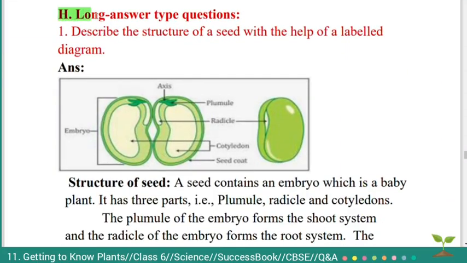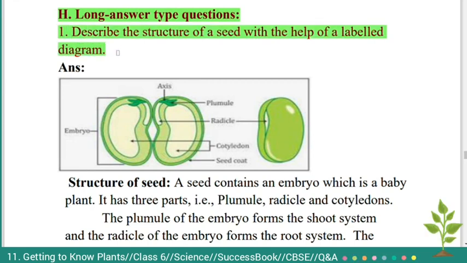Next main H, long answer type questions. First question, describe the structure of a seed with the help of a labeled diagram. Answer, here structure of seed is given in the diagram. It is consisting of embryo, plumule, radicle, cotyledon and seed coat.